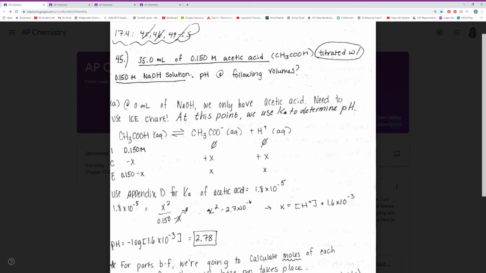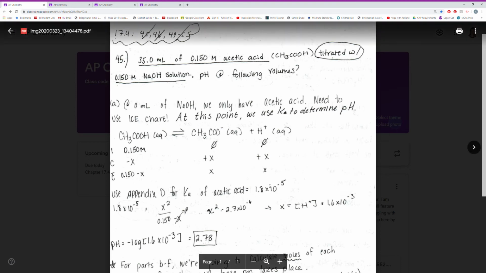So we have acetic acid dissociating into its conjugate base, the acetate ion, as well as H+, and we're going to ultimately need to figure out the H+ concentration in order to know the pH. The only thing we do know right now is that we have 0.150 molar acetic acid, and then we have 0 on the other side. So we do our changes, minus x, plus x, plus x, just like we always would, and then we'll use the appendices to figure out the Ka of acetic acid. In this case, it's 1.8 times 10 to the negative 5th.